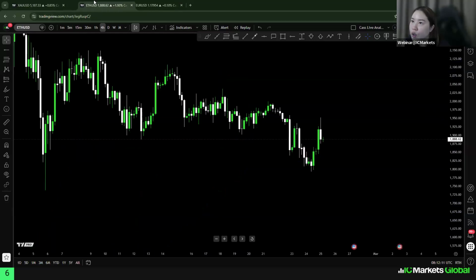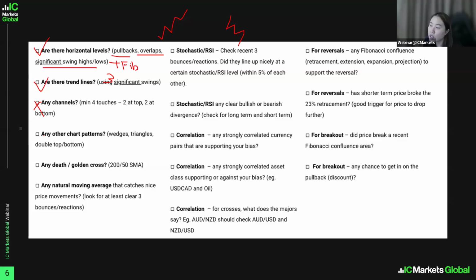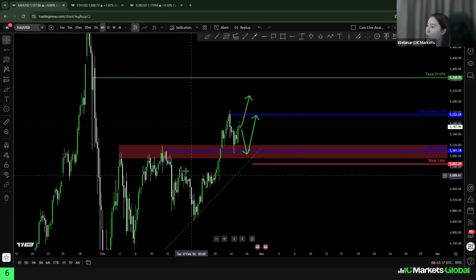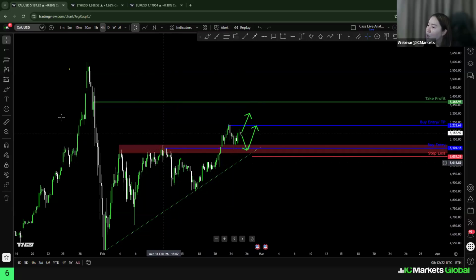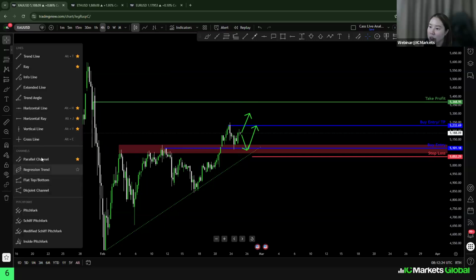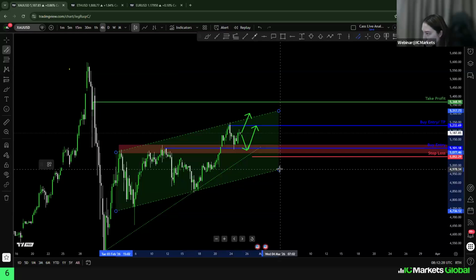Okay, so that's all I have for XAU USD in terms of the first three parts. Now I'm going to see if there are any chart patterns. Okay, there was a chart pattern. There was a triangle, but price already broke that triangle, so it's not that relevant to us anymore. I mean, I think I can draw a channel actually. I can draw a channel.